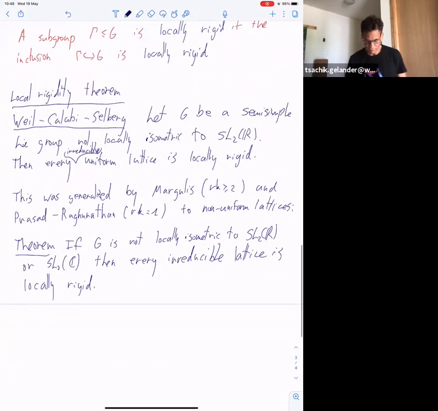So I had to add this assumption because non-uniform lattices in SL2C are not locally rigid. And that's another special case. The fact that they are not locally rigid is very interesting on its own, and it allows you to construct very interesting examples of hyperbolic manifolds, 3-manifolds, by closing a cusp, a procedure which is called hyperbolic Dehn surgery.